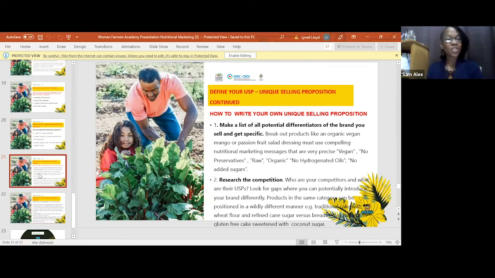Products in the same category can be positioned in a wildly different manner. Example, which I said earlier, a traditional cake with white flour and refined cane sugar versus a breadfruit gluten-free cake sweetened with coconut sugar. This is different, but they're both cakes, but yours is unique. Yours is distinctively different, but yet it's the same because cake is cake. It's in the same category. Next slide.